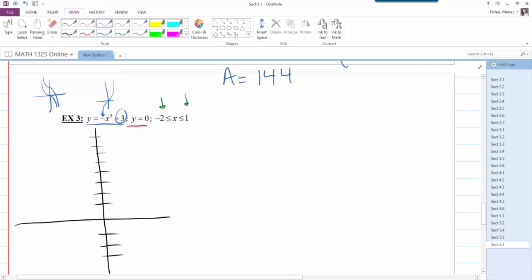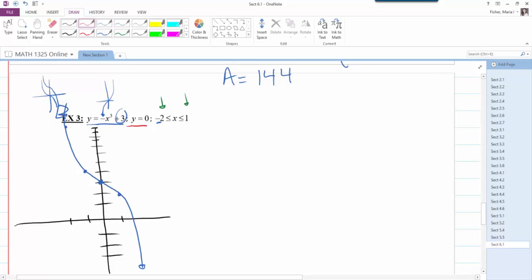So again, I know that I'm going to be shifted up 3 units, 1, 2, 3. And then I go up 1 unit and 1 to the left, down 1 unit and 1 to the right. And then if I plug in a negative 2 in place of my x, the negative of negative 2 cubed plus 3 would actually be 11. So 11, let's call that guy 11. And we'll go ahead and just graph this function. And that's y equals negative x cubed plus 3.